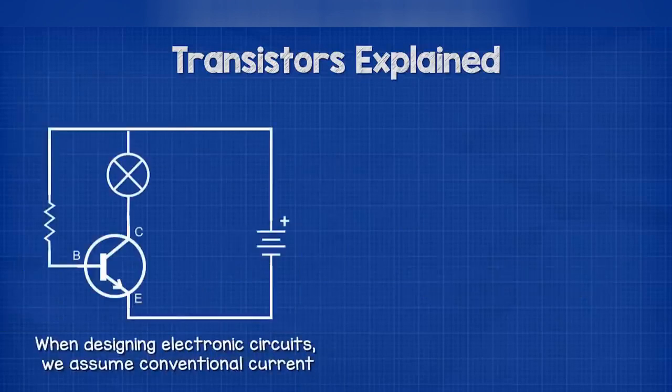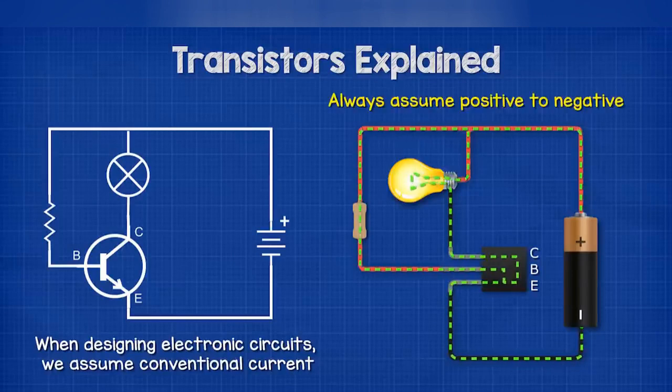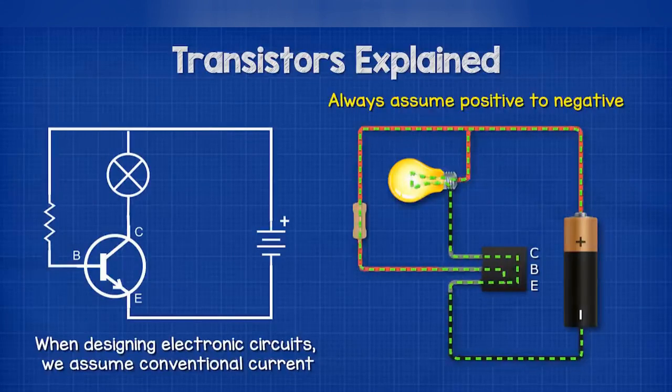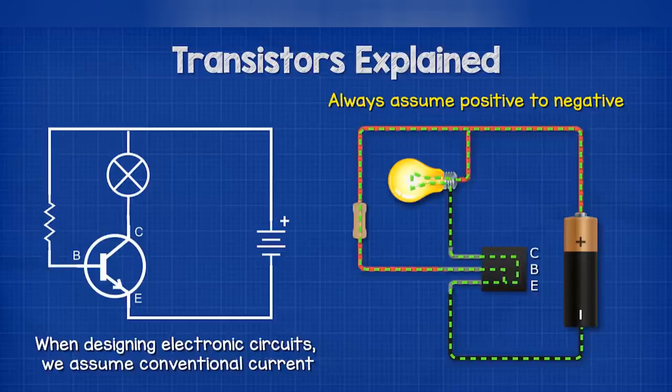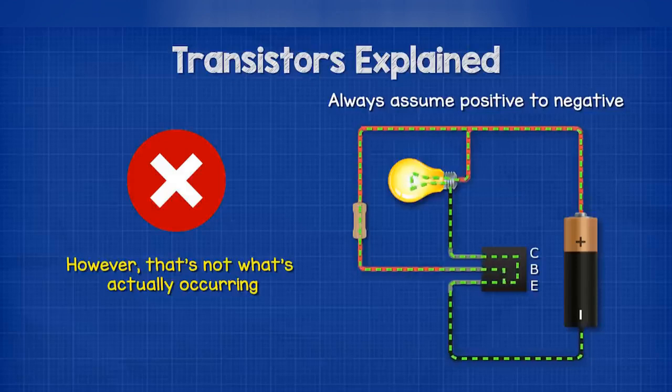You might already know that when we design electronic circuits, we use conventional current. So in this NPN transistor circuit, we assume that the current is flowing from the battery's positive into both the collector and the base pin, and then out of the emitter pin. We always use this direction to design our circuits. However, that's not what's actually occurring.